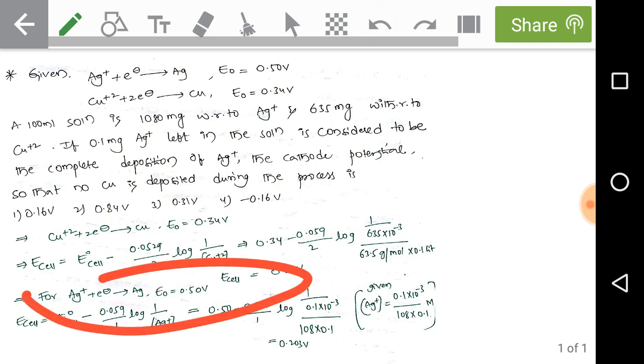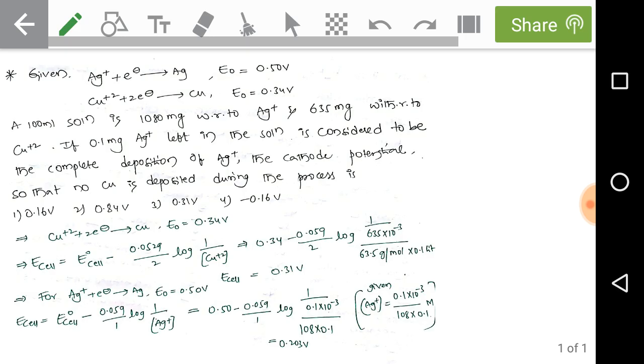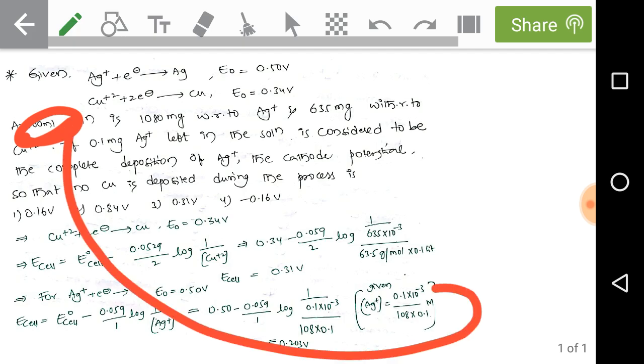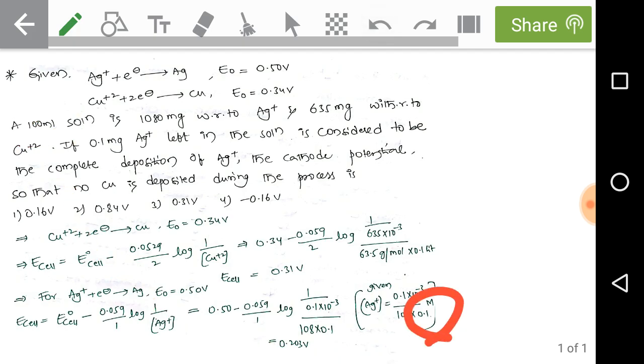For the silver plus half cell, just use the same equation and substitute the values, where the silver plus amount we have is given as 0.1 milligram. Whenever we convert it into grams, it is 0.1 into 10 power minus 3 grams, divided by the molecular weight of silver, 108, and the 100 ml, when converted into liters, is 0.1. So grams divided by molecular weight into volume gives the concentration of silver plus, and just substitute it, and we can get 0.203 volts. Okay, right. Thank you very much.